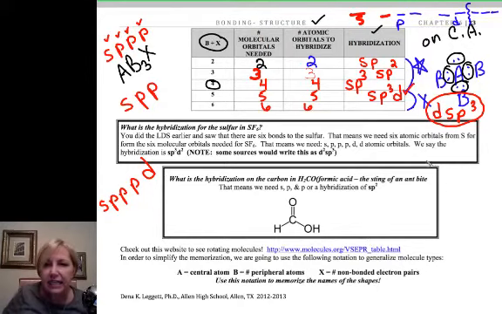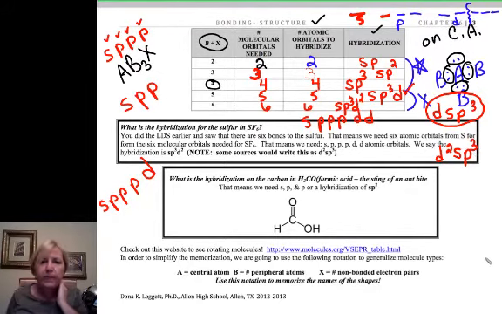If I had 6, I'd need an S, a P, a P, a P. I'm all out of P's. Jump into the D's, and I'd need 2 D's. And this would be called sp3d2. You may see that written as d2sp3. Both are considered acceptable. Okay?